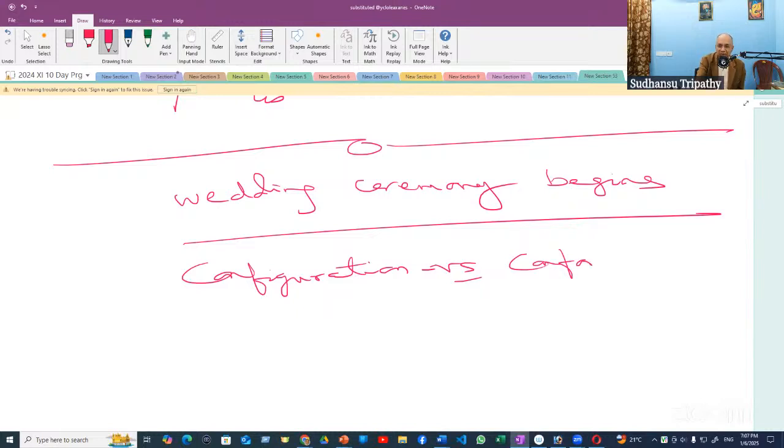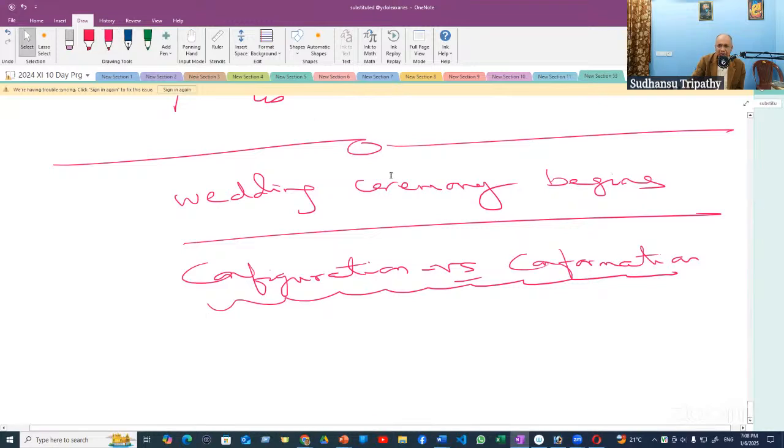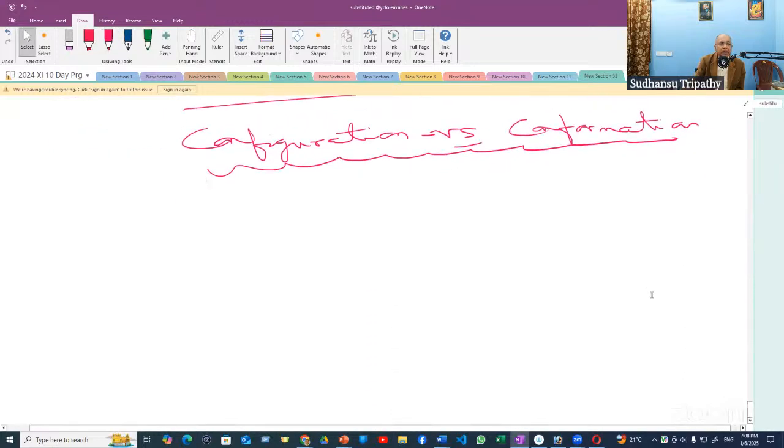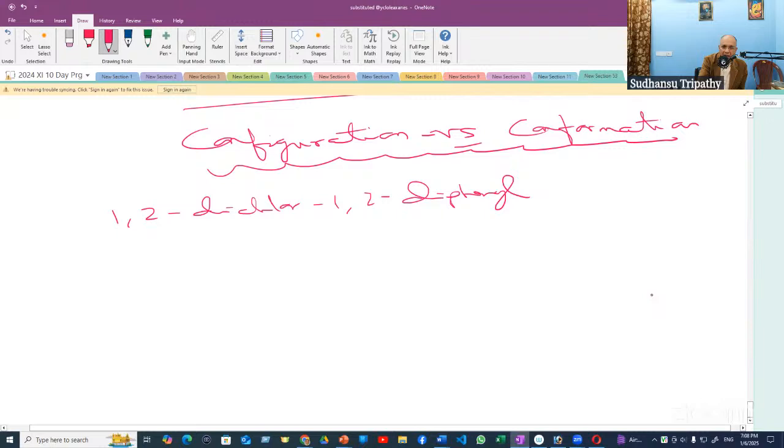Configuration and conformation. Now see, it's a very simple case I will be doing. Say, I'll be taking a chiral molecule, 1,2-dichloro, 1,2-diphenyl ethane. In a simple manner, you can write down the structure like this.